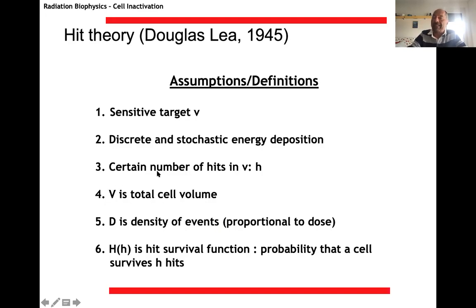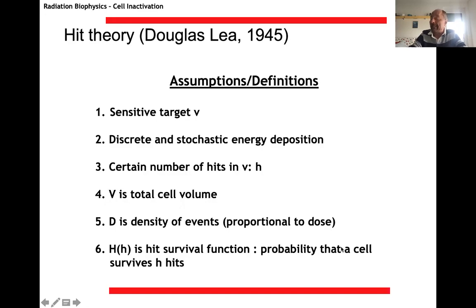Now, if you have a certain number of hits in V, we call H the number of hits, which are these stochastic energy deposition events in the subvolume V. Let's say that V is the total nucleus volume, not really the cell, because already Lea knew that the sensitive target was the nucleus of the cell. And the density of events, D, is actually proportional to the dose, because of course the events are energy depositions, so the density of events will be proportional to the dose.